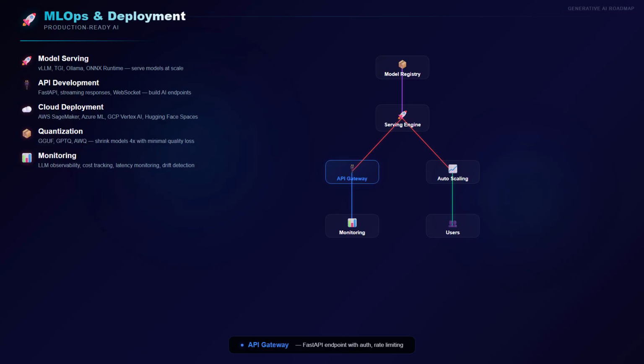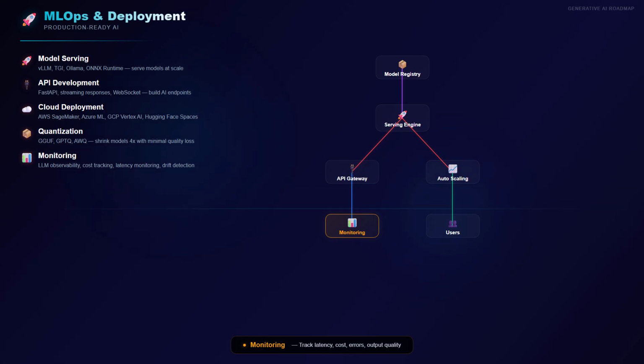Quantization shrinks model size dramatically. GGUF, GPTQ, and AWQ can reduce a model from 16-bit to 4-bit precision, cutting memory by 75% with minimal quality loss. This lets you run large models on consumer hardware. Cloud deployment options include AWS SageMaker, Azure ML, GCP Vertex AI, and Hugging Face inference endpoints. Choose based on your scale, budget, and existing cloud infrastructure.